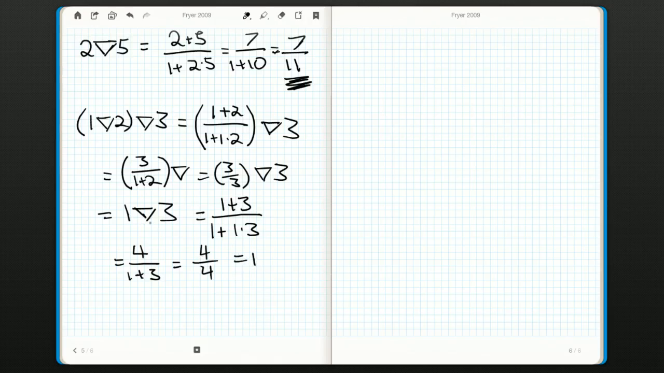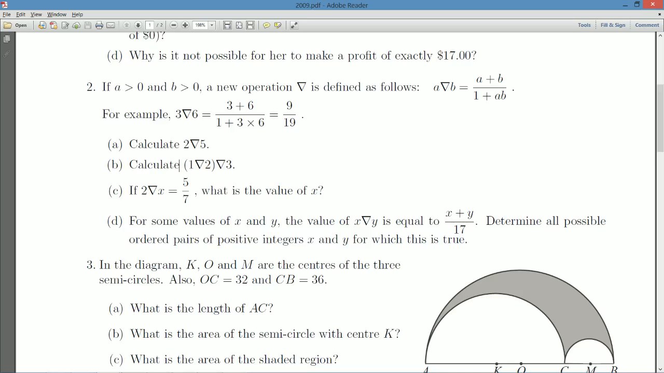One might notice that A triangle B is going to be B triangle A. I don't know if that's relevant, but if you can't see that, try and prove it. Or if you think you see it, try and prove it. Yeah, so 1 kind of acts like a 0 here. Nifty. But we were just asked for 1 triangle 2 and then triangle 3. Well, we got 1 right back out.